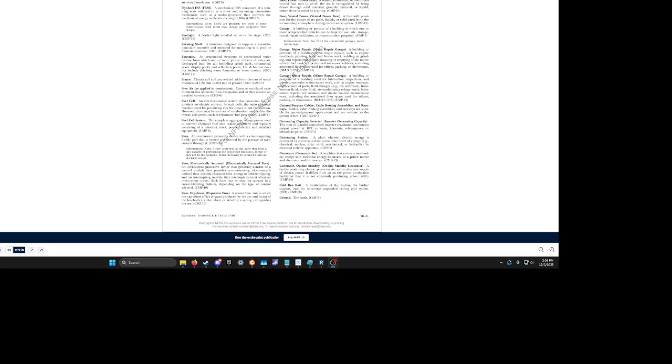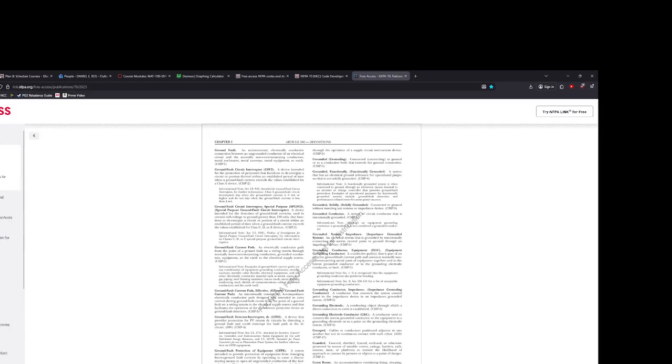Then, right at the top of the next page, you have ground fault: an unintentional electrically conductive connection between an ungrounded conductor of an electrical circuit and the normally non-current carrying conductors. So, for example, a connection between your hot wire and your grounding conductor, not your grounded conductor. So, your hot wire and your bare wire, or even your white wire and your bare wire. So, that's what that's meaning.